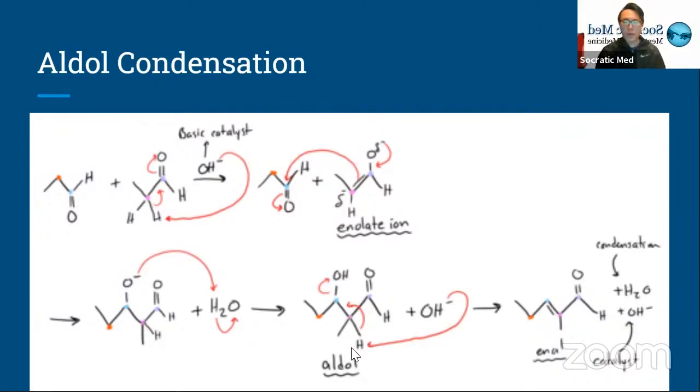But when you have a strong basic catalyst and high temperatures, you can form the condensation product. What happens is the hydroxyl group in this bottom middle structure leaves as water, and it forms a double bond between the alpha carbon and the carbon that was attached to the hydroxyl group. So that's aldol condensation. The last part, the dehydration, will only occur under basic conditions and high temperatures.